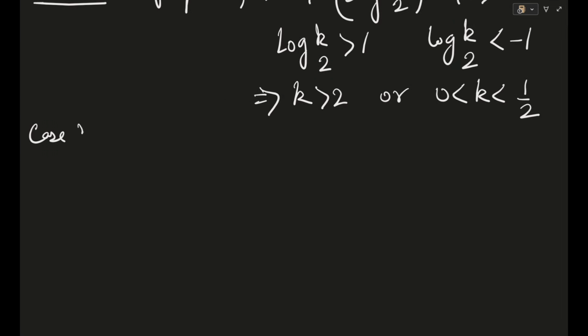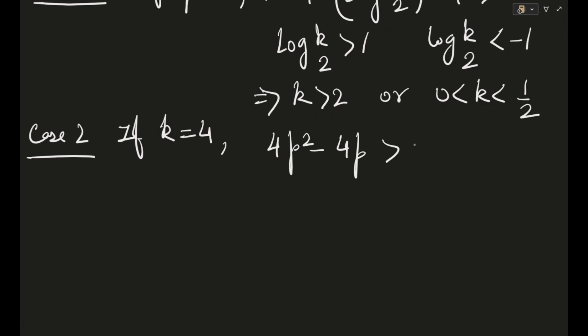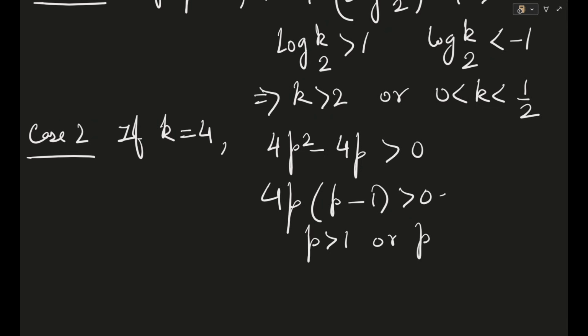which will tell us what happens if k is equal to 4. So if k is equal to 4, then this thing will turn into 4p square minus 4p is greater than 0, because it's log 4 base 2. So 4p into p minus 1 is greater than 0. So you will automatically get this as p greater than 1 or p less than 0.